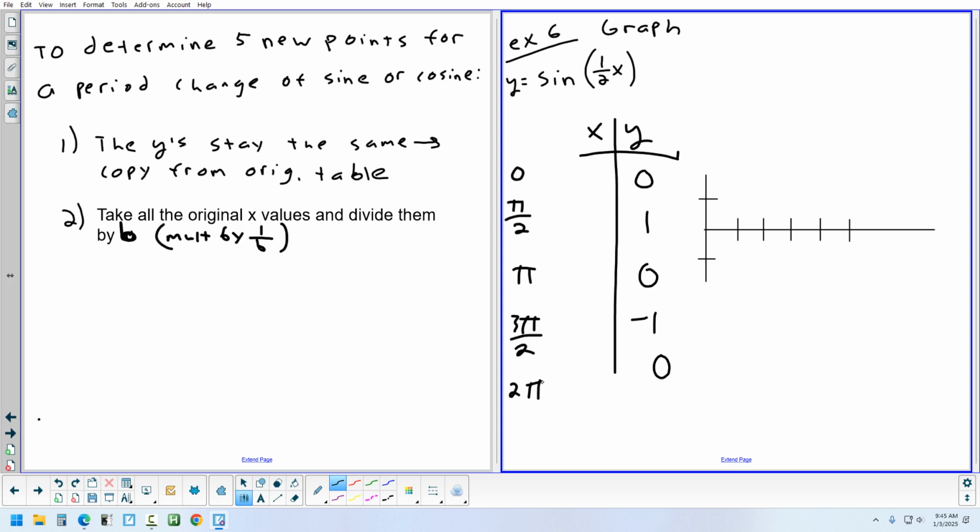And what am I going to do to all of those x's to get my new x's? Yeah, divide by 1/2 or multiply by 2. Right. Divide them all by 1/2. Or I think in this way, the easier thing to think about is multiplying them all by 2. Remember, that's a small number. A small number should stretch the graph bigger, make the cycle length longer. And that's what's going to happen.